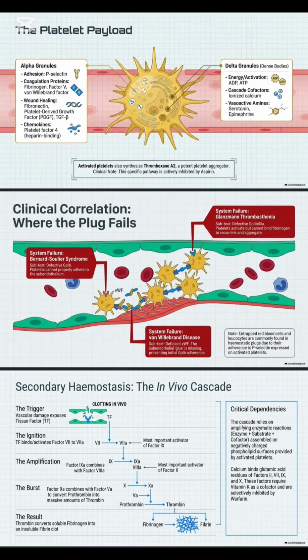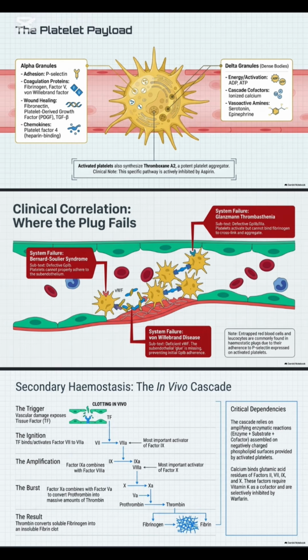Next up, let's talk about secondary hemostasis. Now, this might not be the one you're used to because this is the in vivo cascade, the one that actually happens inside your body. The most common one that most of us know is the one that happens in the lab. So yes, this might be different from what you know.